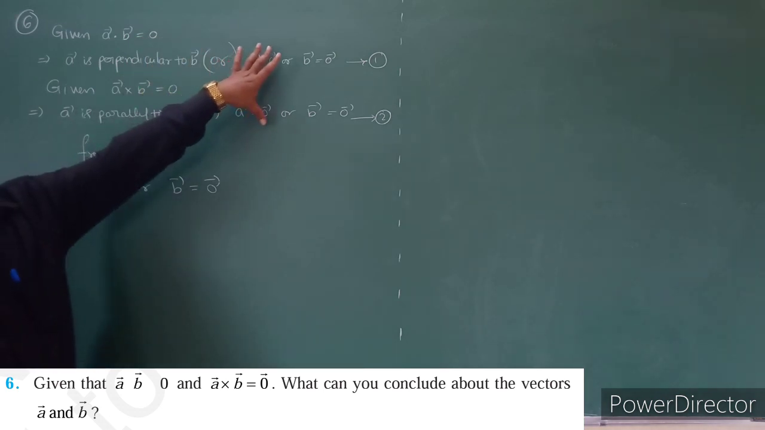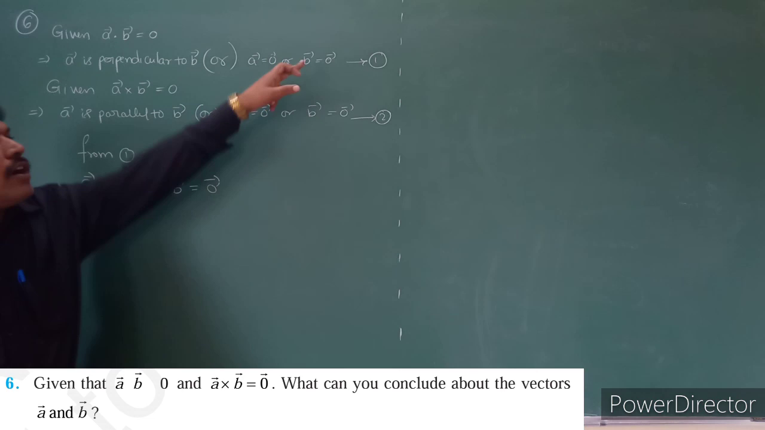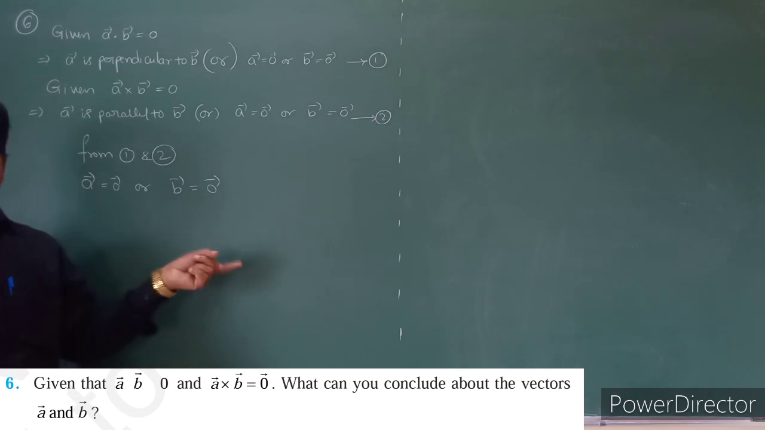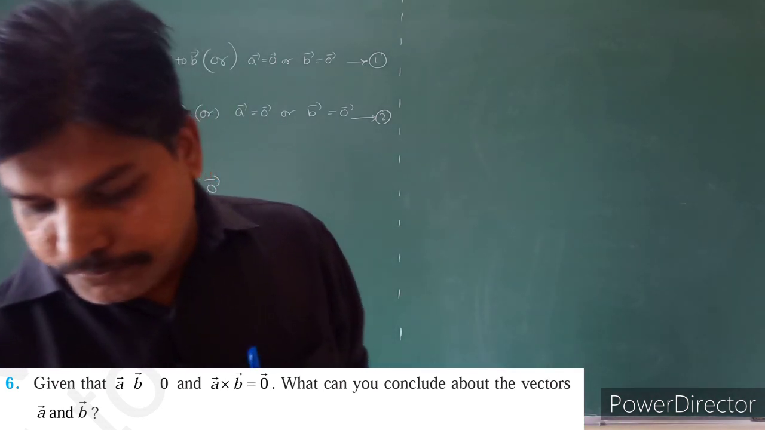So then what can we take? What is the condition in both? The common condition is A equal to 0 or B equal to 0. So we can conclude that A is a 0 vector or B is a 0 vector. Then A dot B is 0, and A cross B is also 0. Okay. See the next question.